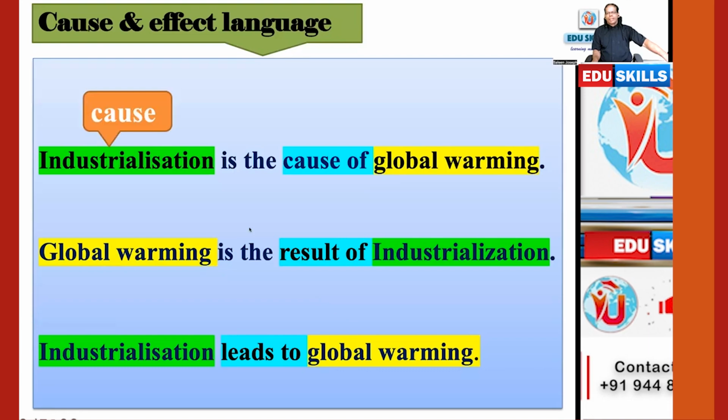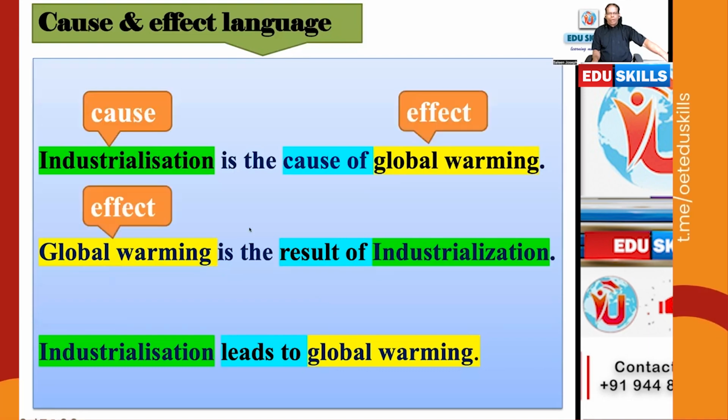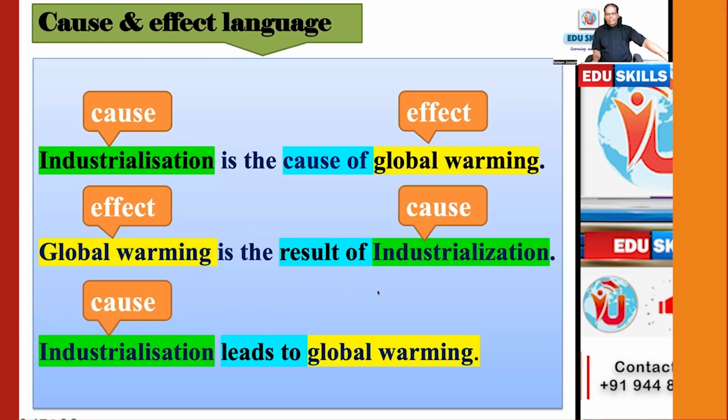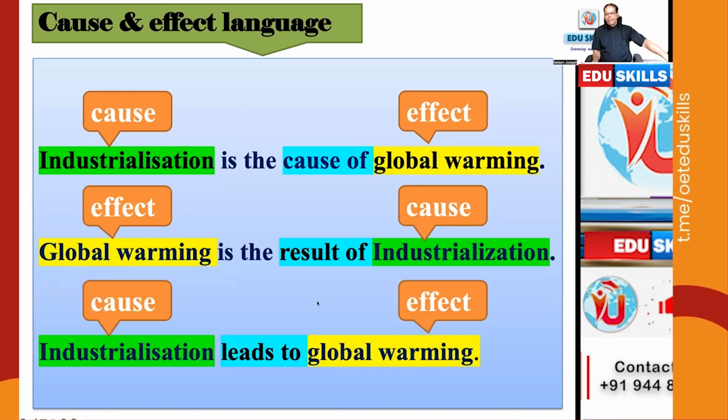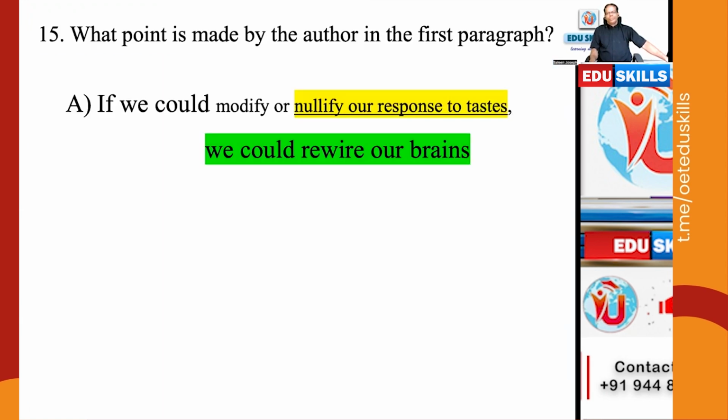So see, industrialization is the cause, the effect is global warming. The sentence can start with the effect: global warming is the result of industrialization. Industrialization is the cause and leads to global warming is the effect. That's how they change the structure of the sentence, the syntax, and confuse you in the answer options. If you are competent in this regard, nobody can trick you.